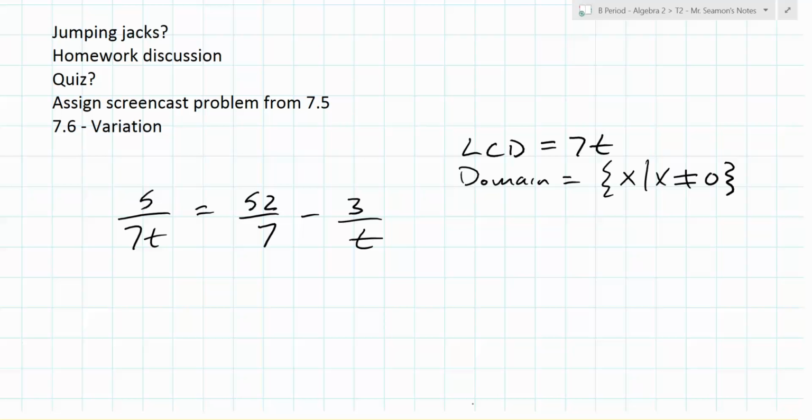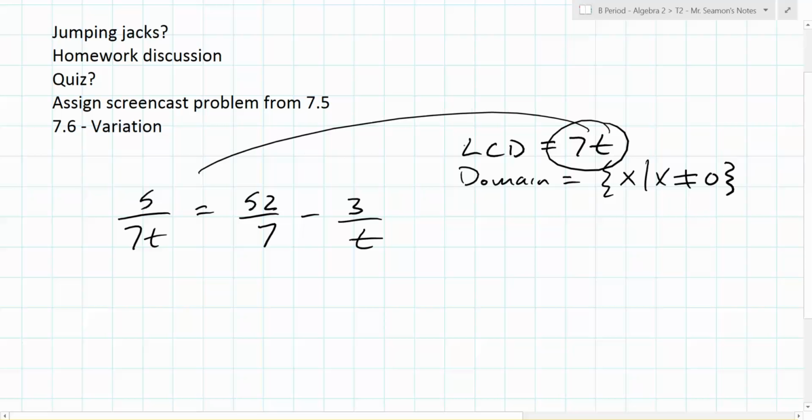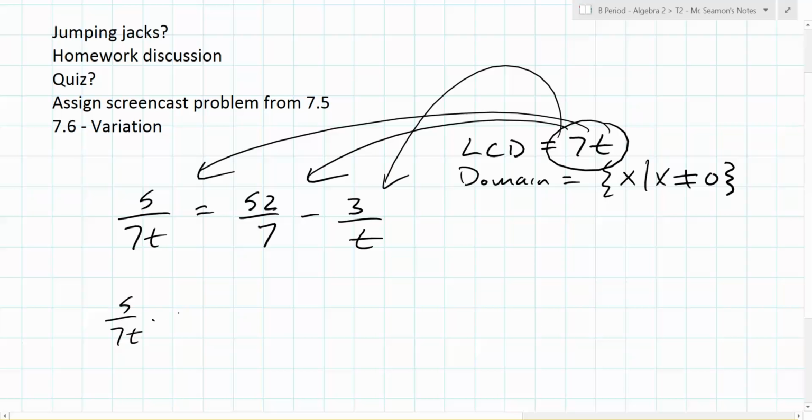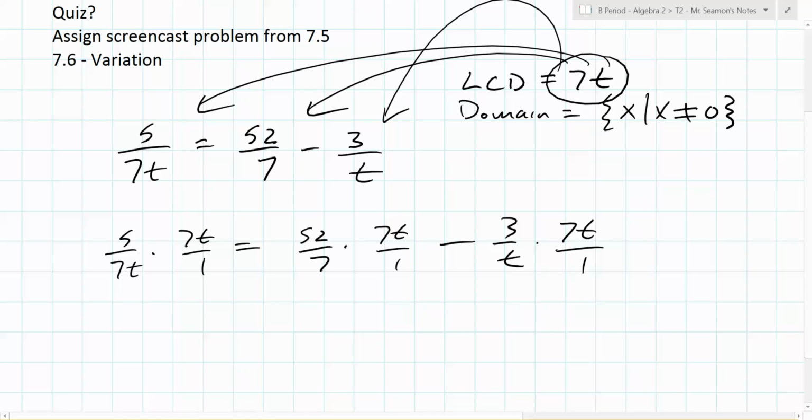Multiply. Multiply what? All of the things is what I want you to say. So you take this 7t and you multiply it where? There, and there. So we have 5 over 7t times 7t equals 52 over 7 times 7t, minus 3 over t times 7t over 1. And do a lot of things cancel?